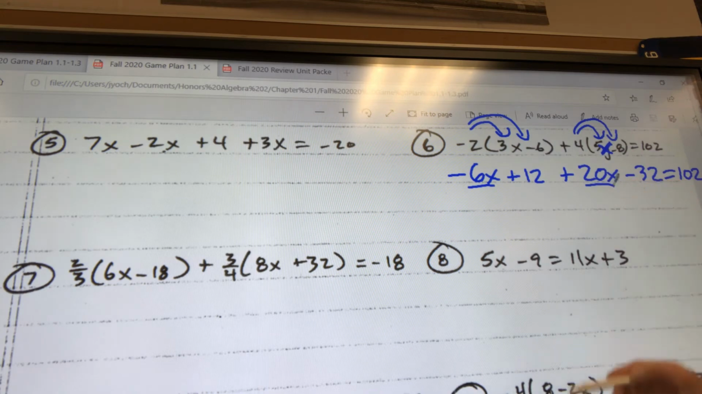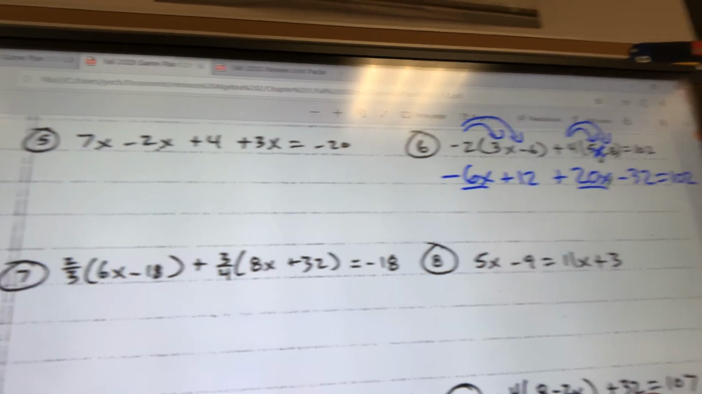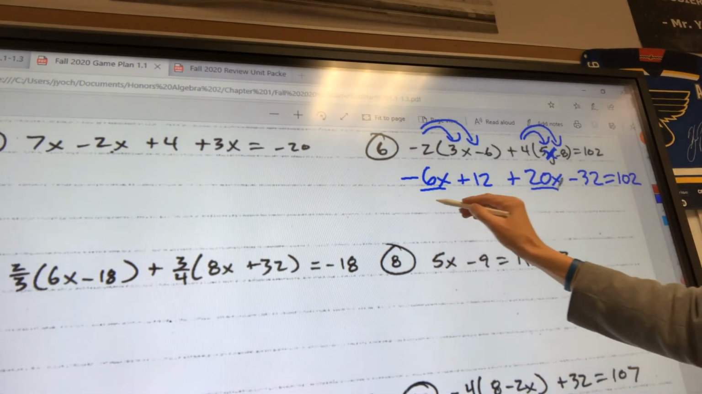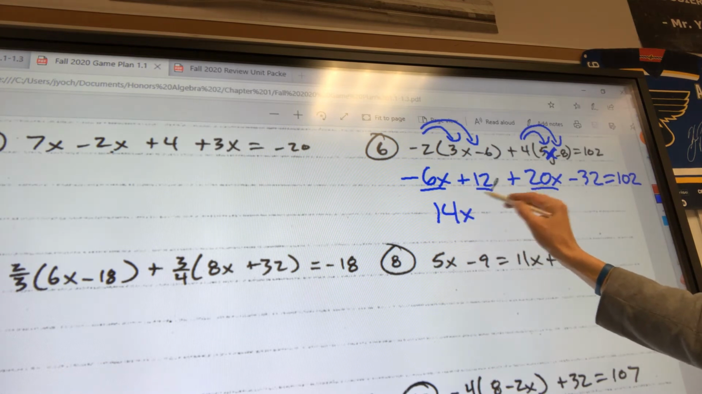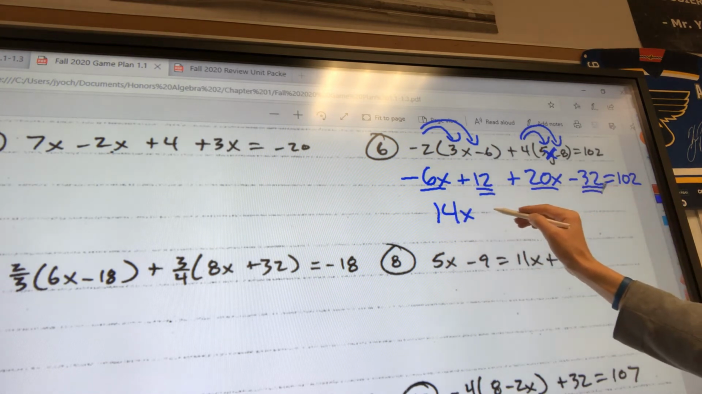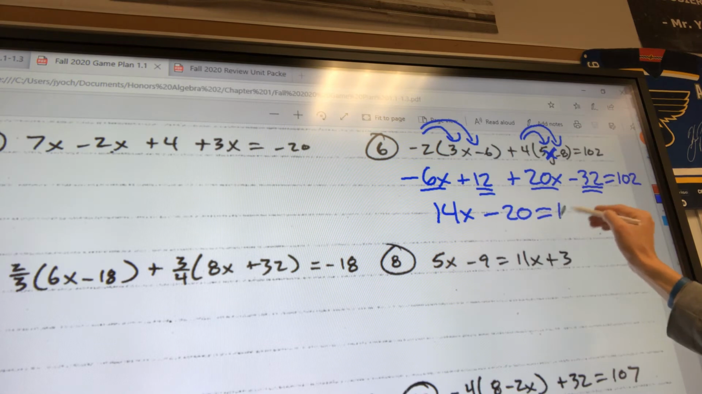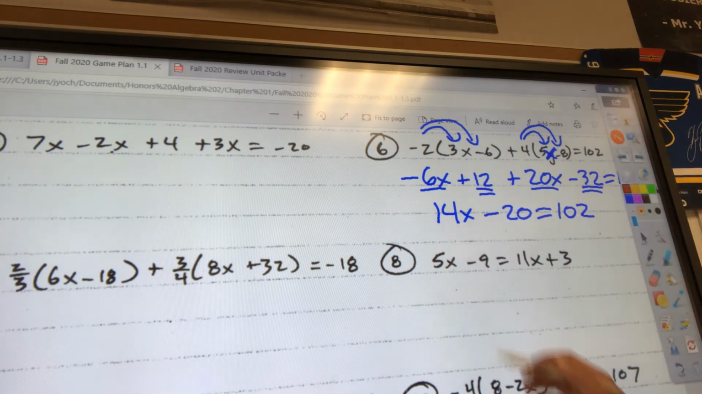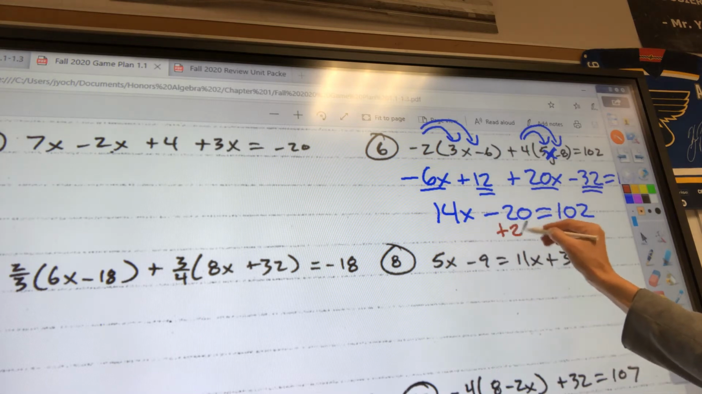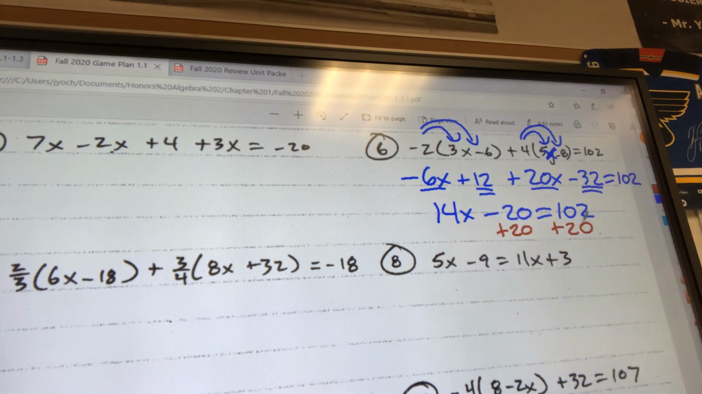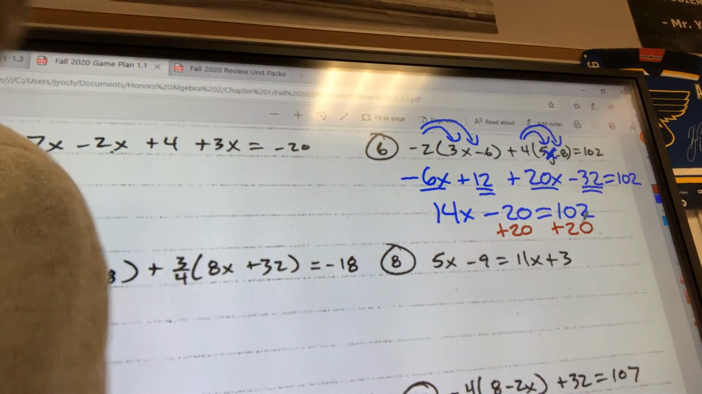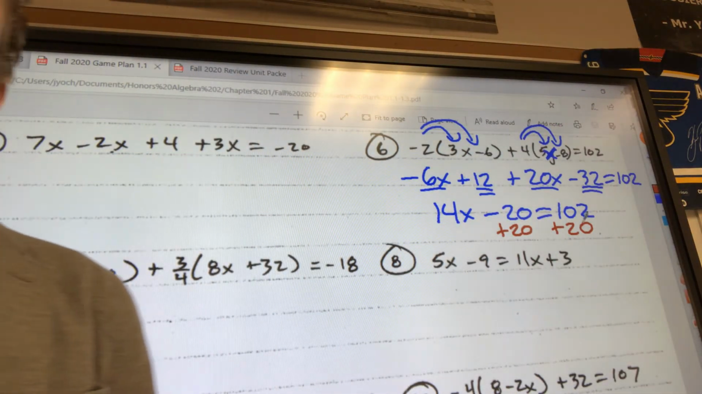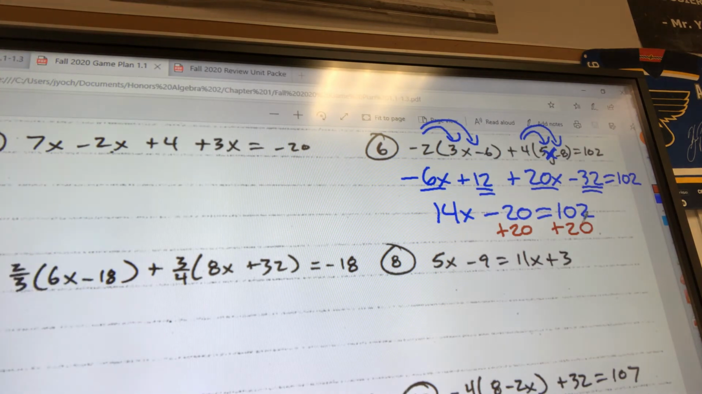Negative 6x plus 20x, can you see that, is 14x. 12 minus 32 is a minus 20, and that equals 102. I'm running out of room, so I might leave you with finishing this on your own. All right, 14x is 122. 122 divided by 14 is 61 over 7. That's fine. You don't need to write it as a decimal.